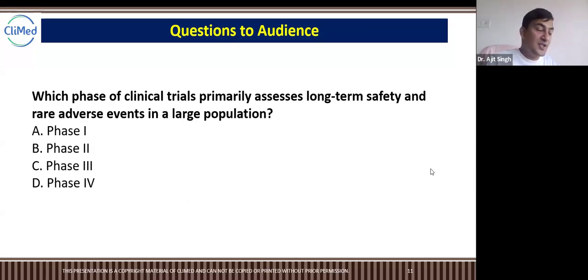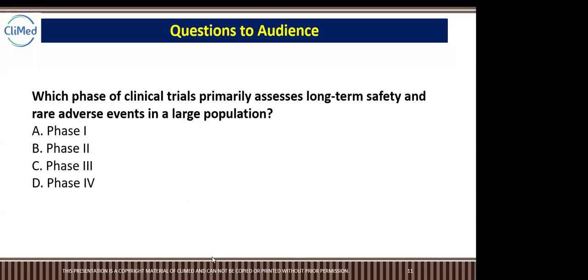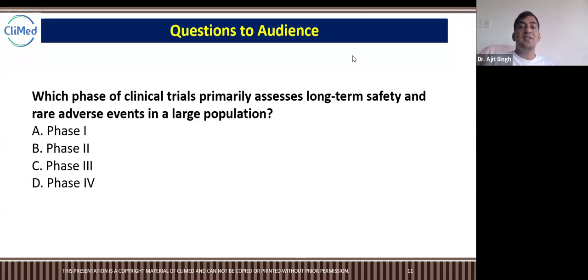It is phase 4 because phase 4 is also known as what? Post-marketing surveillance. Fantastic. Post-marketing surveillance always covers most of the population, and that helps in checking the real-time adverse events in the public. Because when the clinical trial is happening, it is happening in restricted environments, in a restricted population which has been selected for the clinical trial.